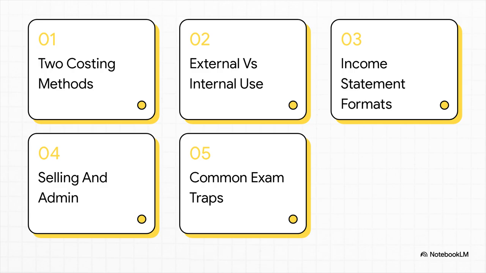Here's our roadmap for this explainer. 1. Two costing methods defined. 2. External versus internal use. 3. Comparing income statement formats. 4. Handling selling and admin. And 5. Avoiding common exam traps.